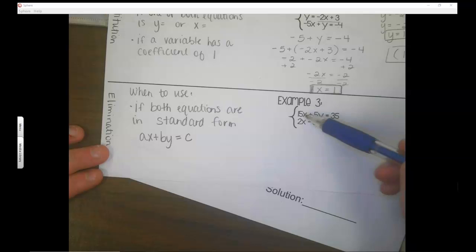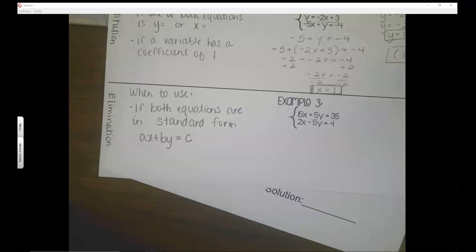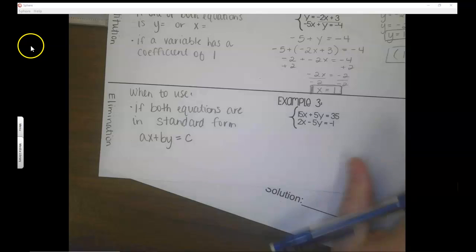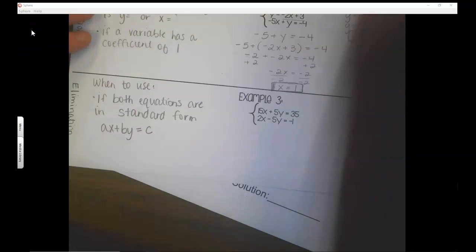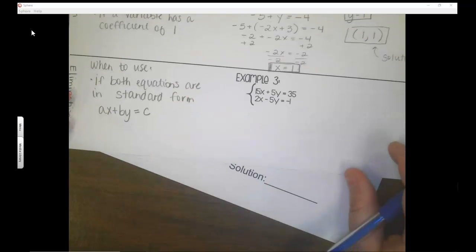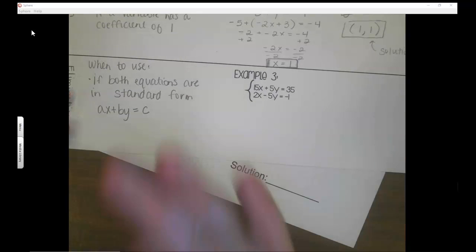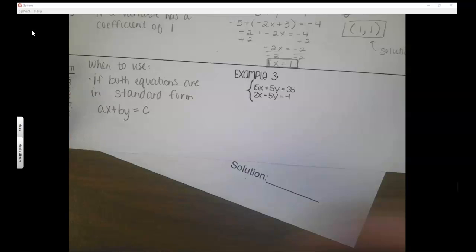And we can see these two examples over here are both in standard form. All right, so let's look at this example. It's just like it implies. We are going to be eliminating something, so we're going to be looking for a way to eliminate a variable. Let's look at which one would be good to eliminate.